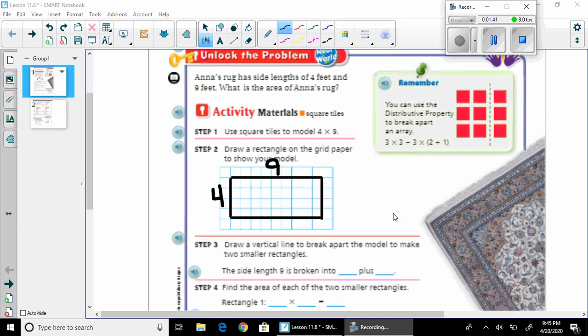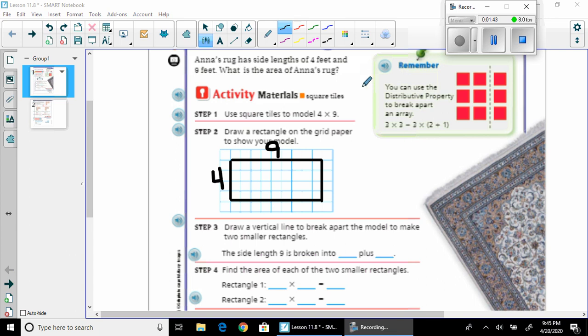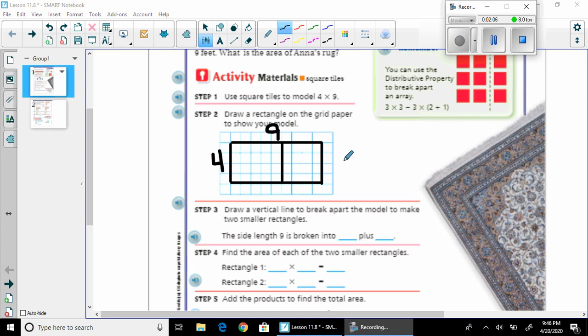All right, so now we're going to be using that distributive property, and we're going to be breaking apart our model. So it says draw a vertical line, or a line that goes up and down, to break apart the model to make 2 smaller rectangles, okay? So I'm going to break apart our big array into 2 smaller arrays. Okay, so now I have 2 arrays.